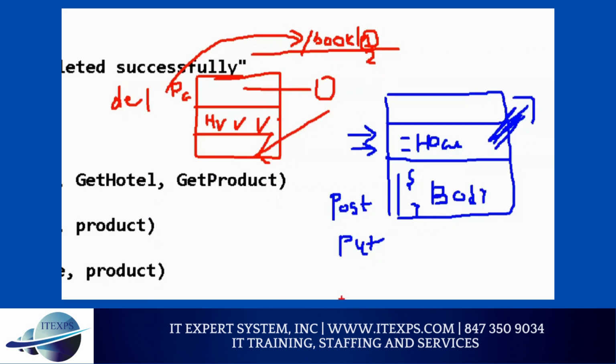Make sense? So for GET, you get an entire list. But for DELETE, what are you going to get? This message, success or failure. When you delete something, you just want success or error, yes or no. So GET gives you a list, DELETE gives you a success or failure message.